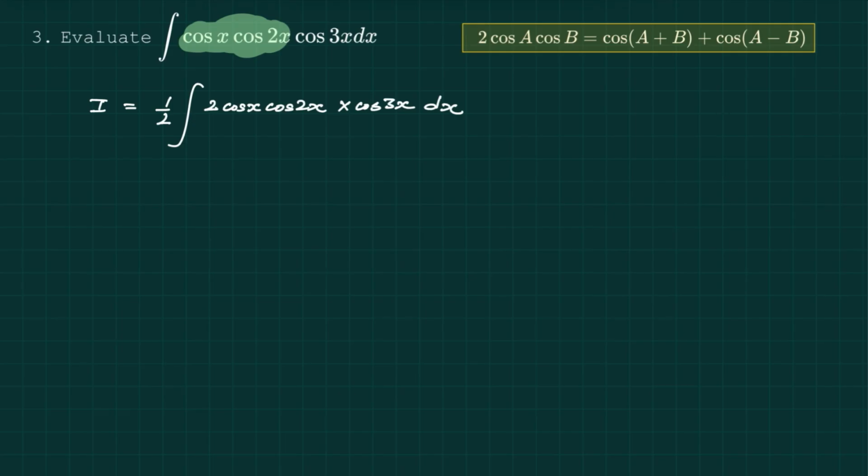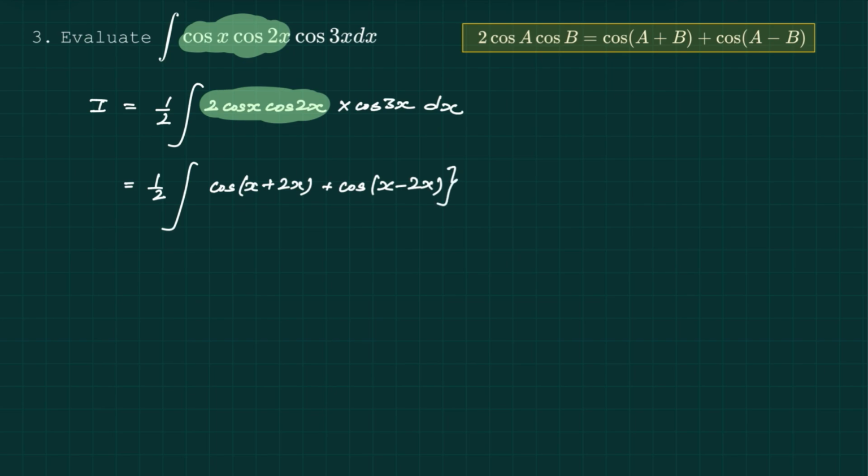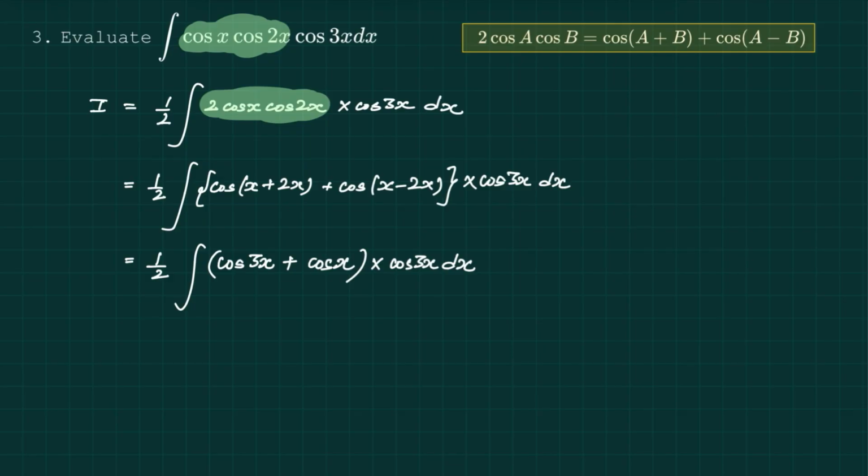So using the formula on this particular expression, we will have 1 by 2 integration of cos of a plus b plus cos of a minus b into cos 3x dx, which equals half into cos 3x plus cos of x minus 2x, that is minus x, but cos of minus x will be cos x only, into cos 3x dx. Now let us multiply with cos 3x: cos 3x into cos 3x plus cos x into cos 3x dx.